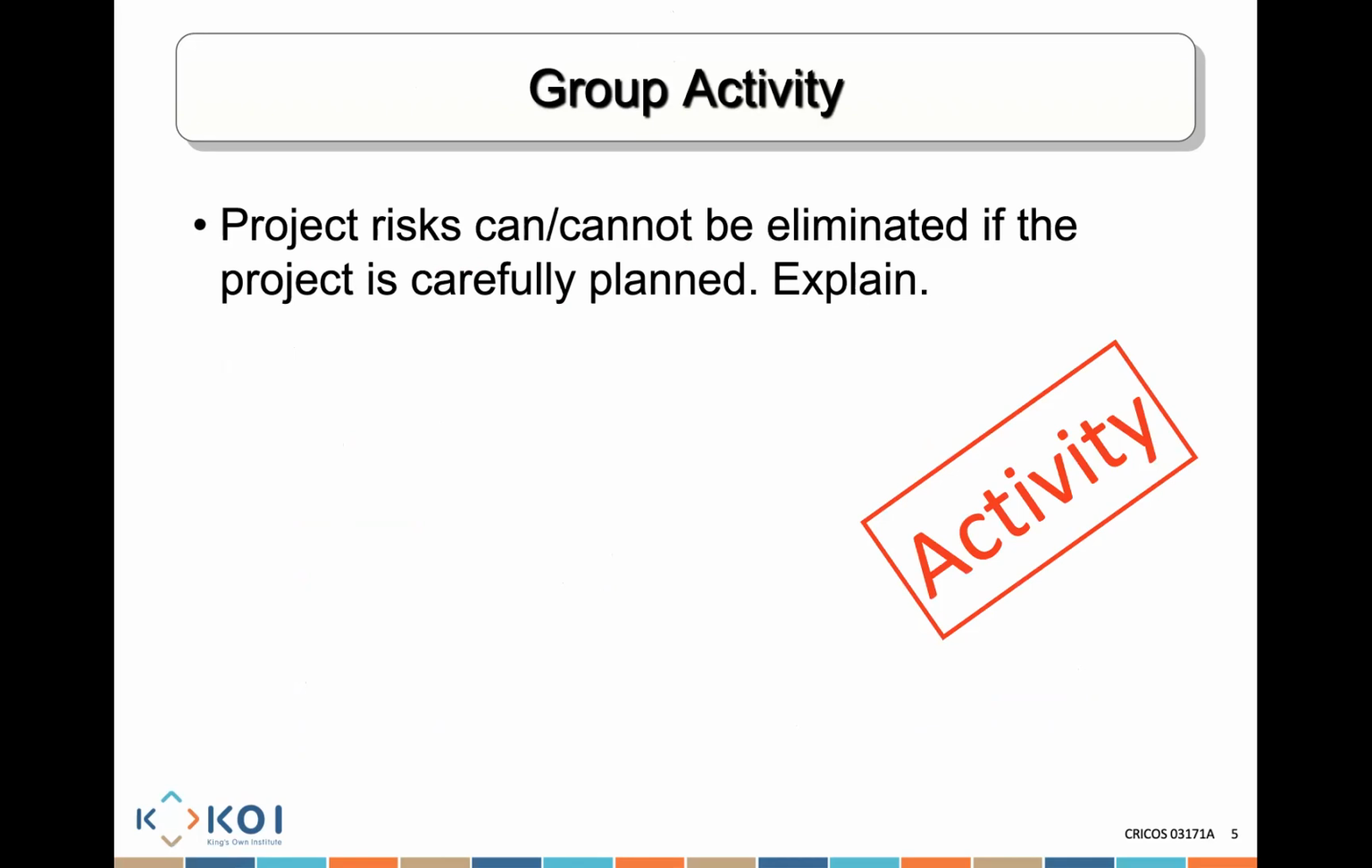Do you think it can be eliminated if we plan things correctly, or do you think we cannot actually eliminate it altogether? What is your view, my friends, all the smart people here? Tell me, what do you think? Can we eliminate it, or can we not eliminate it if we plan things correctly? What do you think?